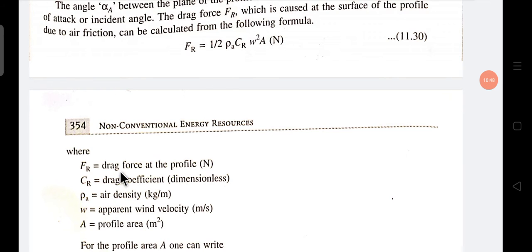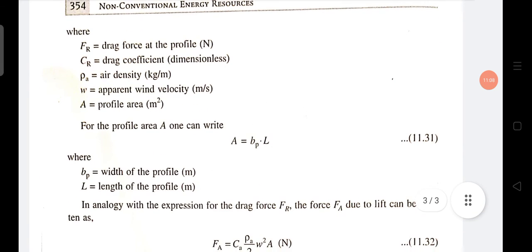Here you see Fr is the drag force of the profile, Cr is the drag coefficient, then alpha a, and rho a, the air density. W is the apparent wind velocity. A is the profile area. For the profile area, A can be written as A is L times Bp. You know, the profile is rectangular, so the area is width times length, where the width is Bp and the length is L.